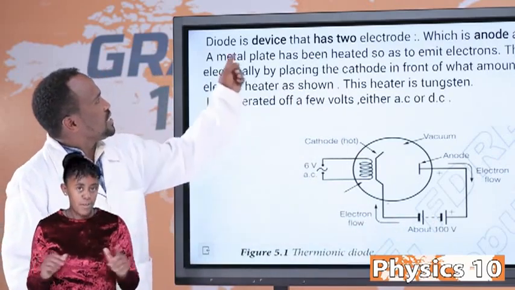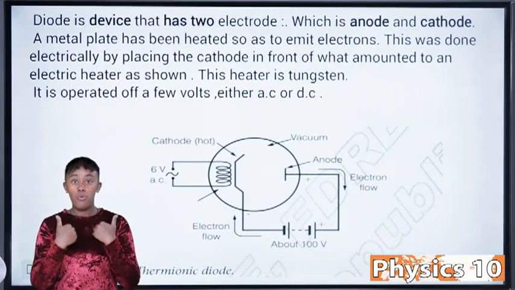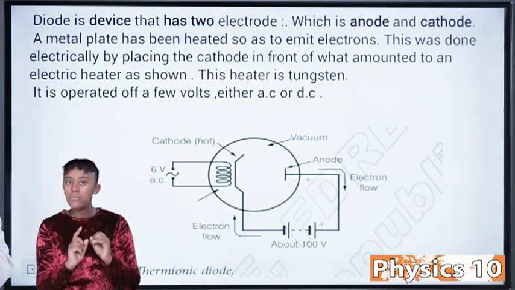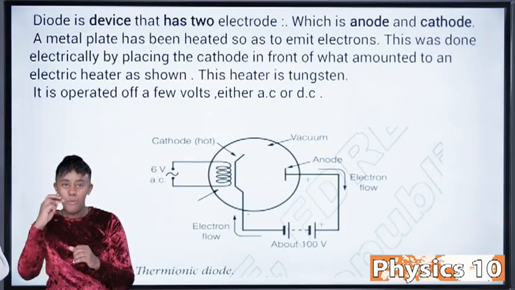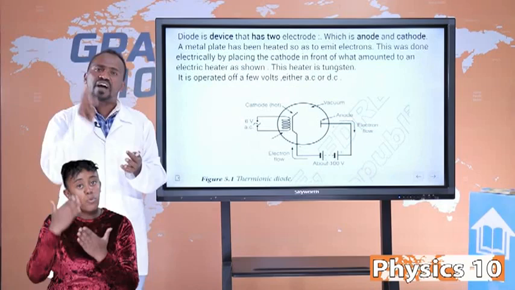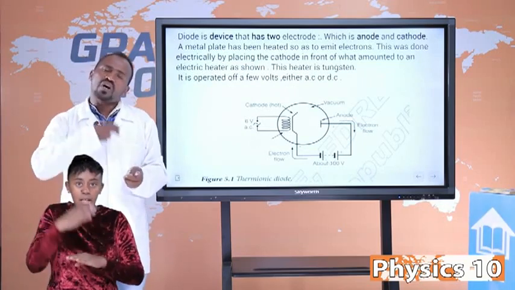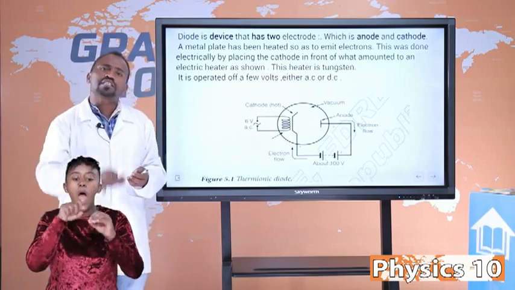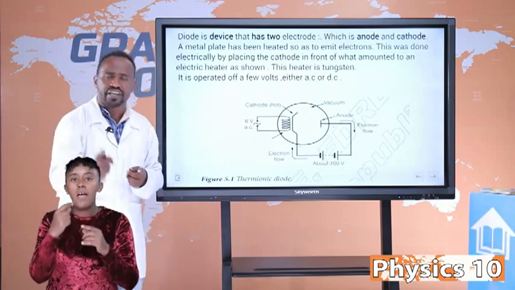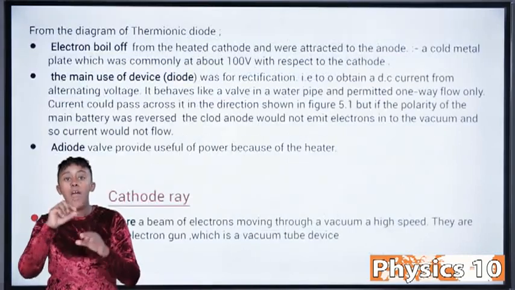Students, this is a diode, a device that has two electrodes. The two electrodes of a diode are the cathode and the anode. So students, you know the function of the cathode is to emit electrons after being heated. The function of the anode is to accept the emitted electrons from the cathode and guide them to the fluorescent screen. So this is the thermionic diode diagram.